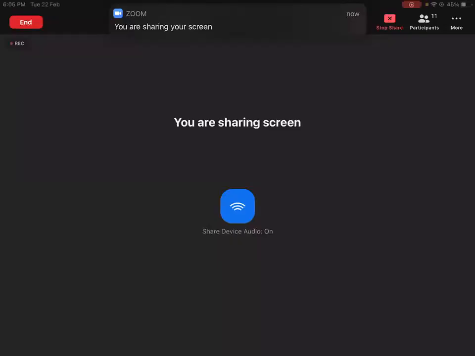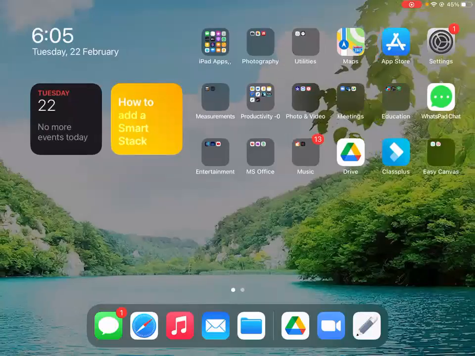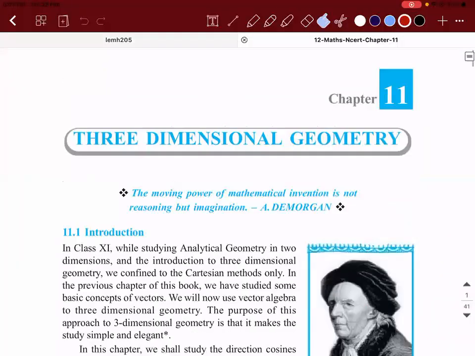Right. So we'll get started with the 11th chapter. There are two chapters that are left out. 11th is three-dimensional geometry, and the 13th one, that is probability. With that, we are done with your 12th standard syllabus.